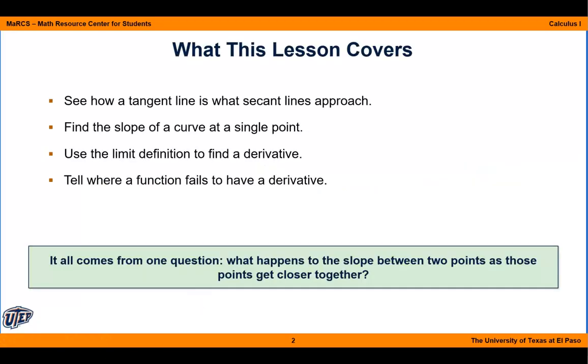Here's what we will cover in this lesson. First, we will see how a tangent line is obtained from secant lines through 2 points on a curve. Next, we will use a difference quotient and a limit to find the slope of a curve at one point. We will then allow the point to vary, producing a new function called the derivative. Finally, we will connect differentiability with continuity and identify several common places where a derivative fails to exist.